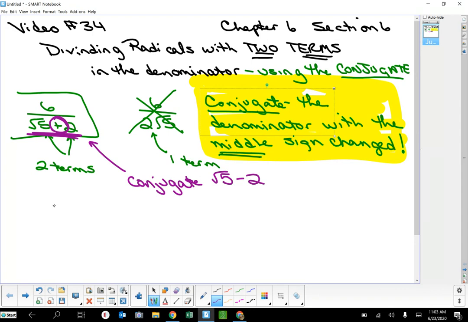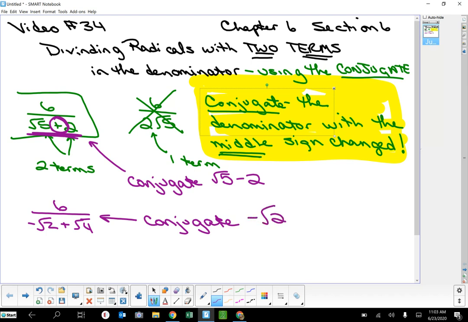So if you had 6 over negative rad 2 plus rad, we'll make that a 4. I don't want the numbers to be too similar. The conjugate to this is still negative rad 2 because only the middle sign is changed, minus rad 4. Okay, so you're taking the original denominator and only changing that middle sign. If you do not do this, you will never get these problems correct.